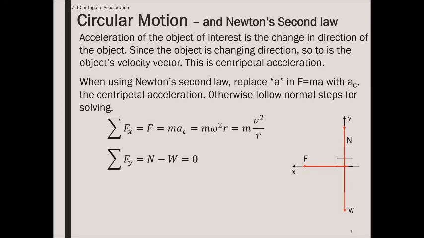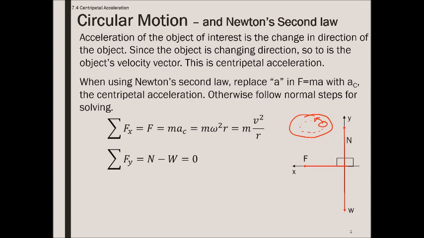Now we're going to look at how we apply Newton's second law to figure out the forces involved in making something go around in a circle. So here's going to be a typical problem where we have something sitting on the surface and something is going around. We have here something sitting on the surface out here and it's going around this circle.